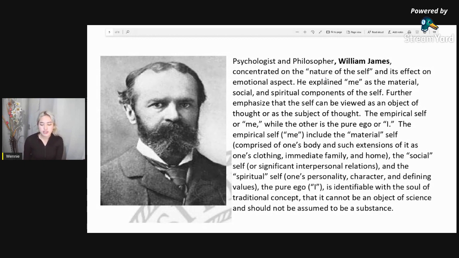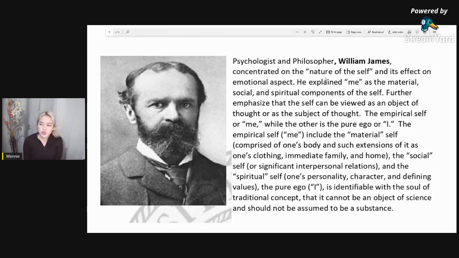their personal experiences. So sabi natin, empirical self includes daw the material self, comprises of your one body, your clothing, and immediate family and home. Kasi sabi natin, describing their personal experiences or the extension of themselves. Kaya kasama yung pananamit mo, your family, di ba, how you describe your family, and also your home. So the social self or the interpersonal relationship includes your friends and social status. And the spiritual self, one's personality, character, and defining value.